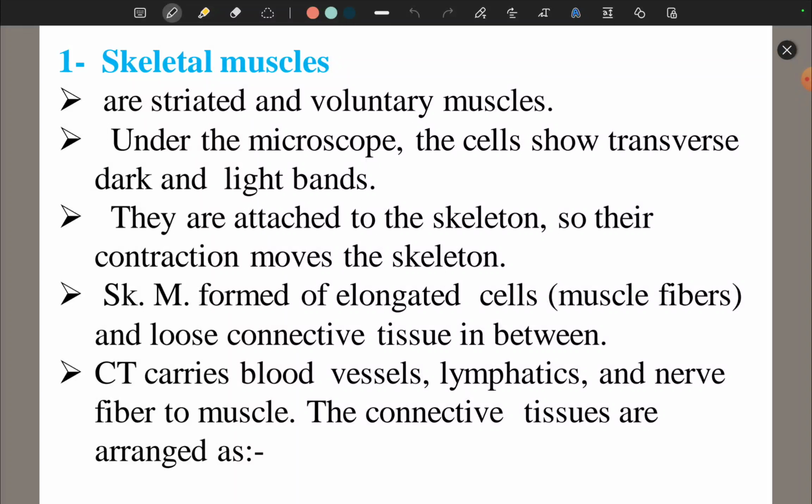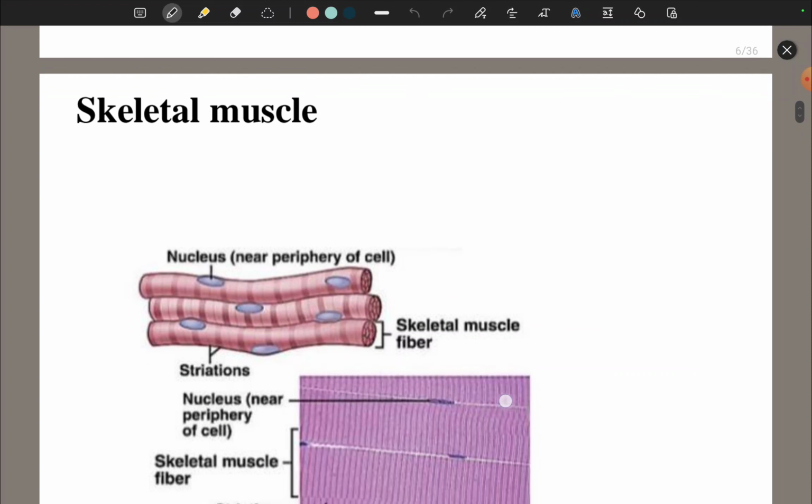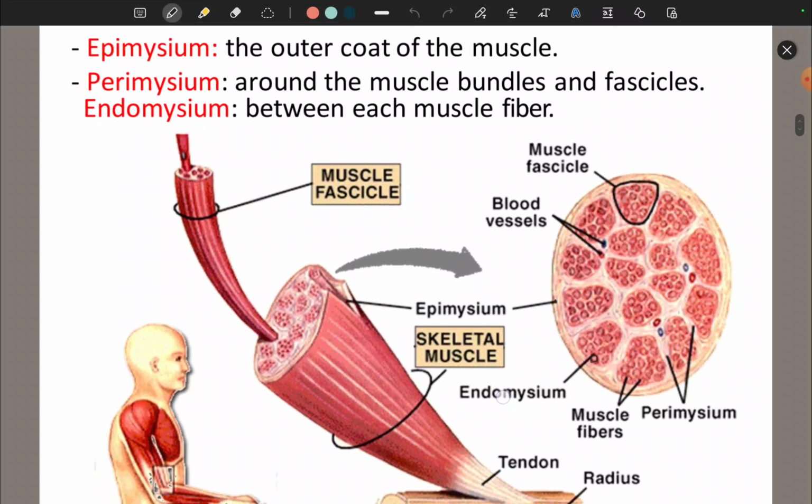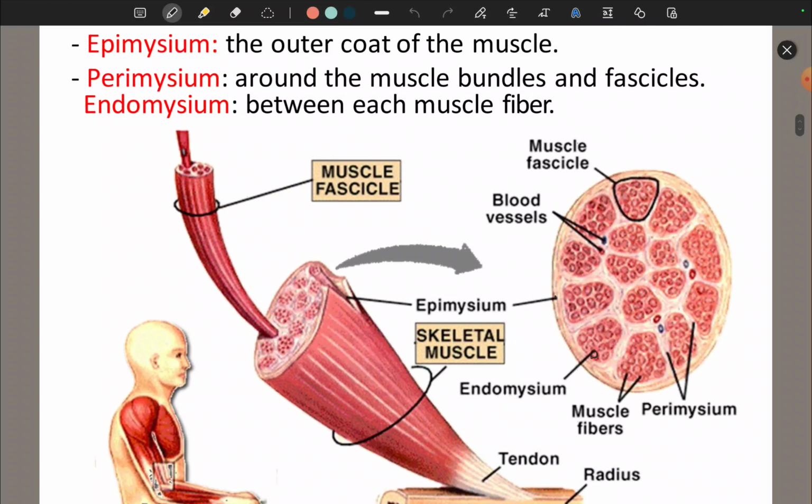The connective tissue which covers the skeletal muscle fibers or the whole skeletal muscle is important to carry the blood vessels, the lymphatics, and the nerves. The connective tissues are arranged as follows: epimysium. This is the muscle as a whole, for example biceps, triceps, gastrocnemius. It's covered by a thick layer of connective tissue called epimysium.